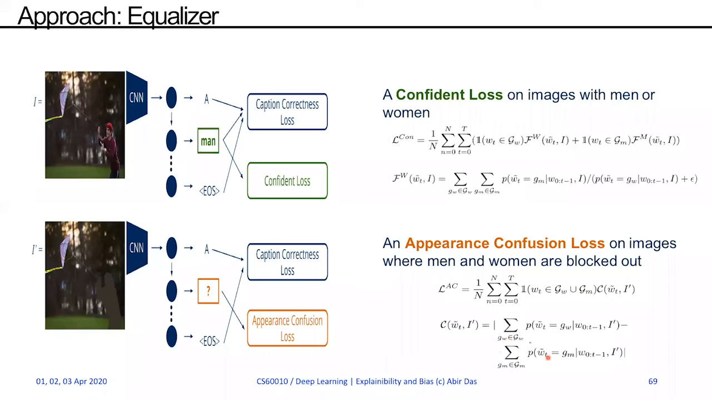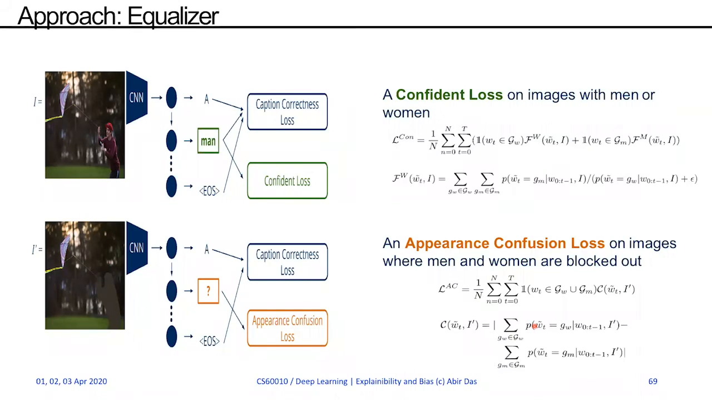Similarly, the second term means the probability that the generated word is a male gender word. Remember that this is the situation when the image is I prime, that is, the person is masked out here. Then this C is a kind of absolute difference between these two probabilities. So this C will be minimum, that is 0, when both these probabilities are the same, because it is an absolute difference. That means no gender will have a preference over the other, right?